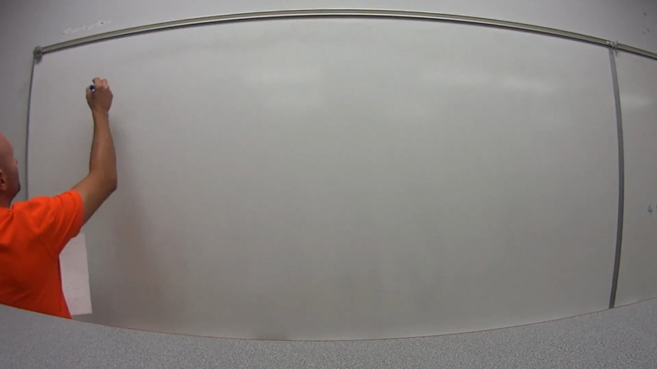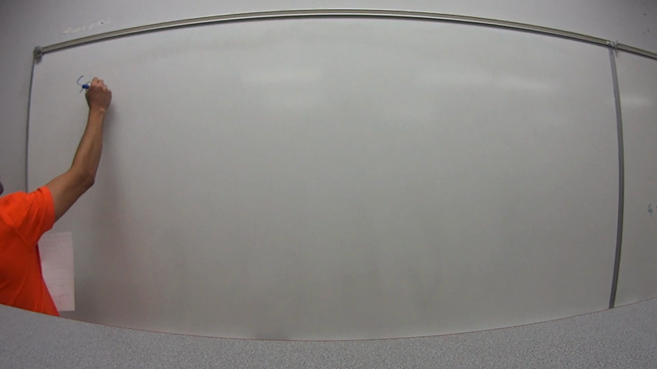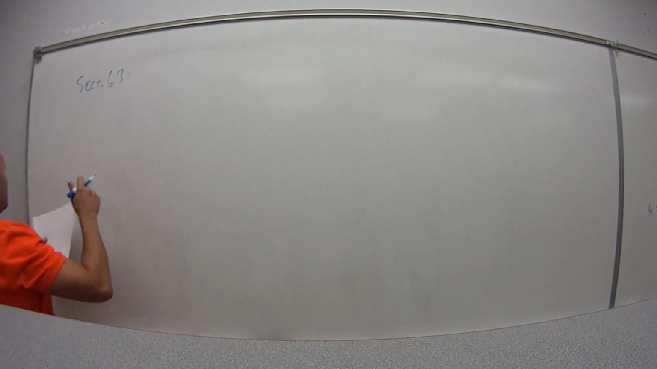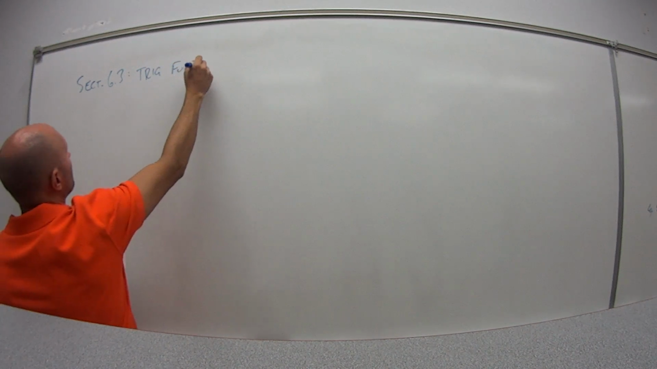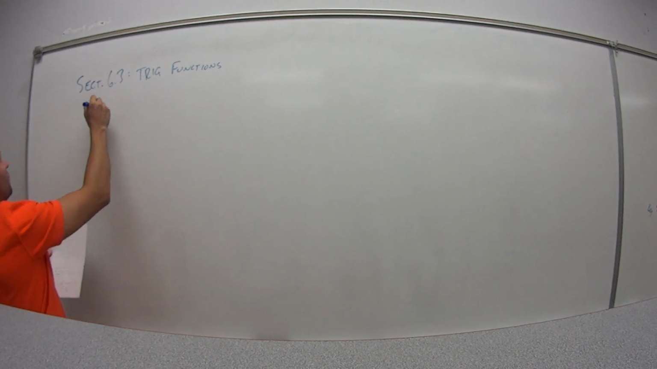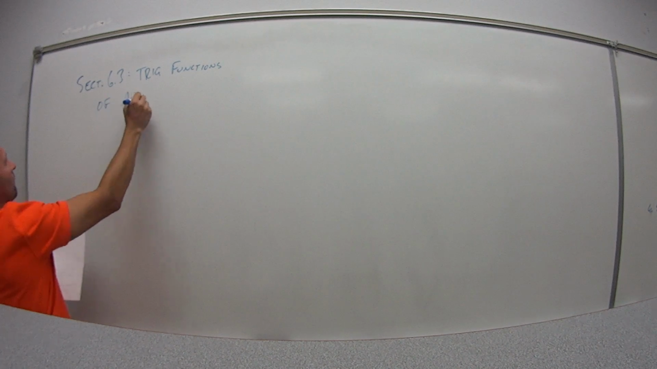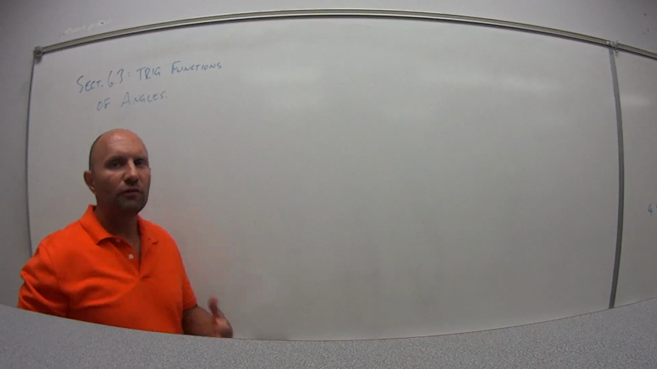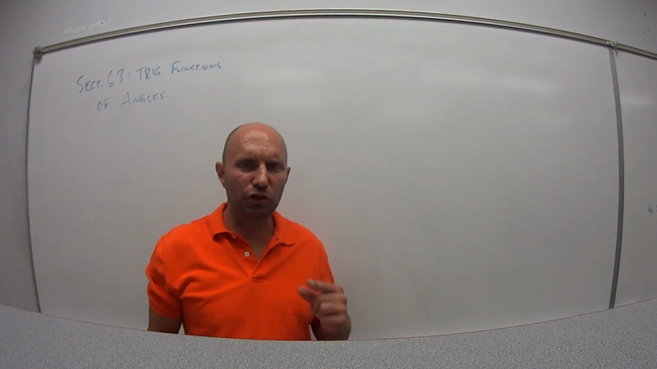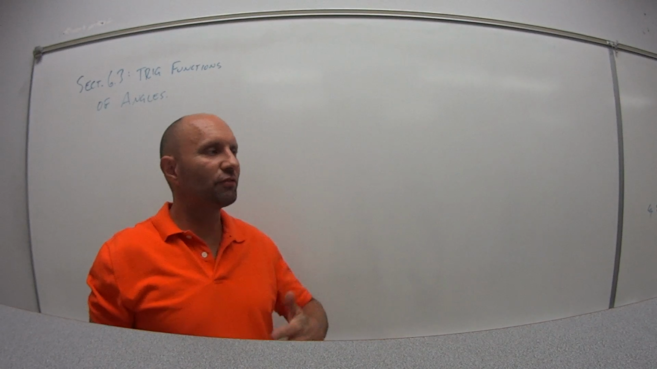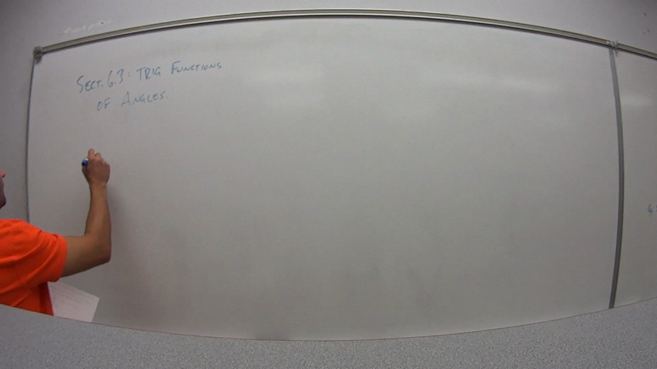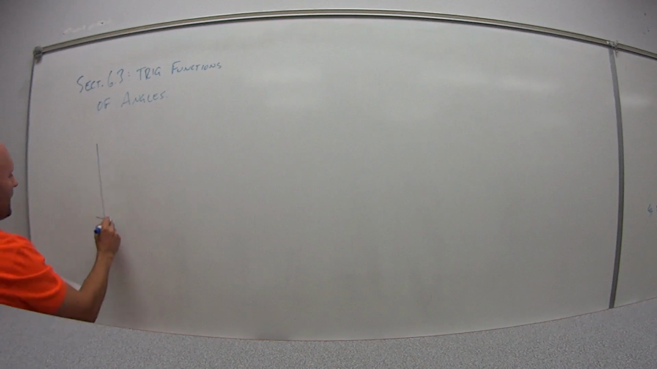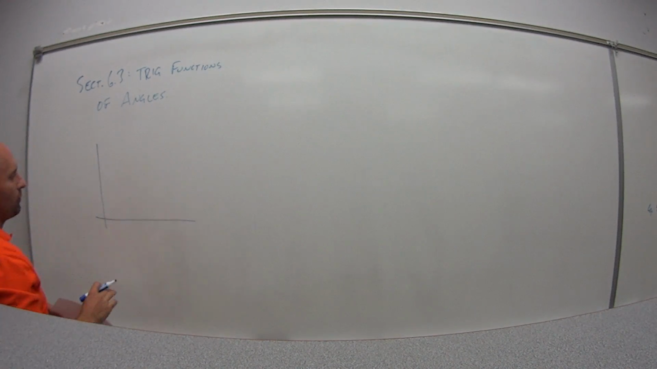In section 6.3, we have trig functions of angles. In section 6.2 we were talking about acute angles. In section 6.3 we're talking about any potential angle measurement. So the first thing we want to do is look at a triangle in standard position.